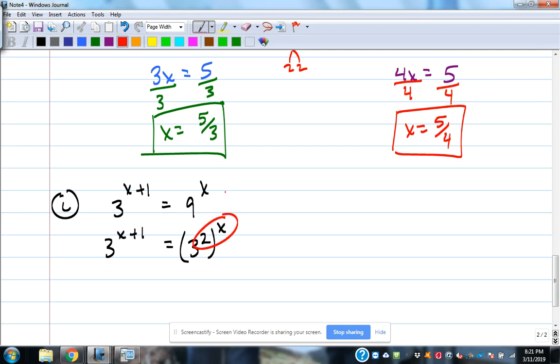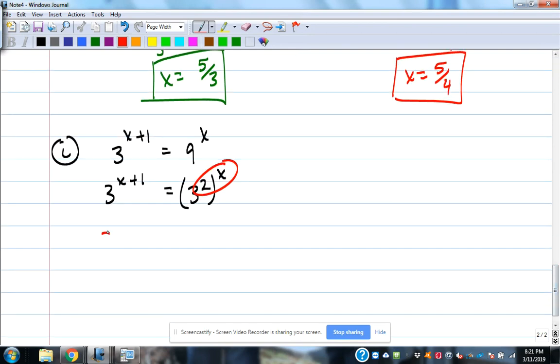What's the rule for these two exponents? It's parentheses and an exponent on the outside. You do what with the exponents on the inside? Multiply. 2 times x would be 2x, right? So this is really just 3 to the 2x. Now the bases are the same. What's my equation that I set up? Good job. x plus 1 equals 2x.